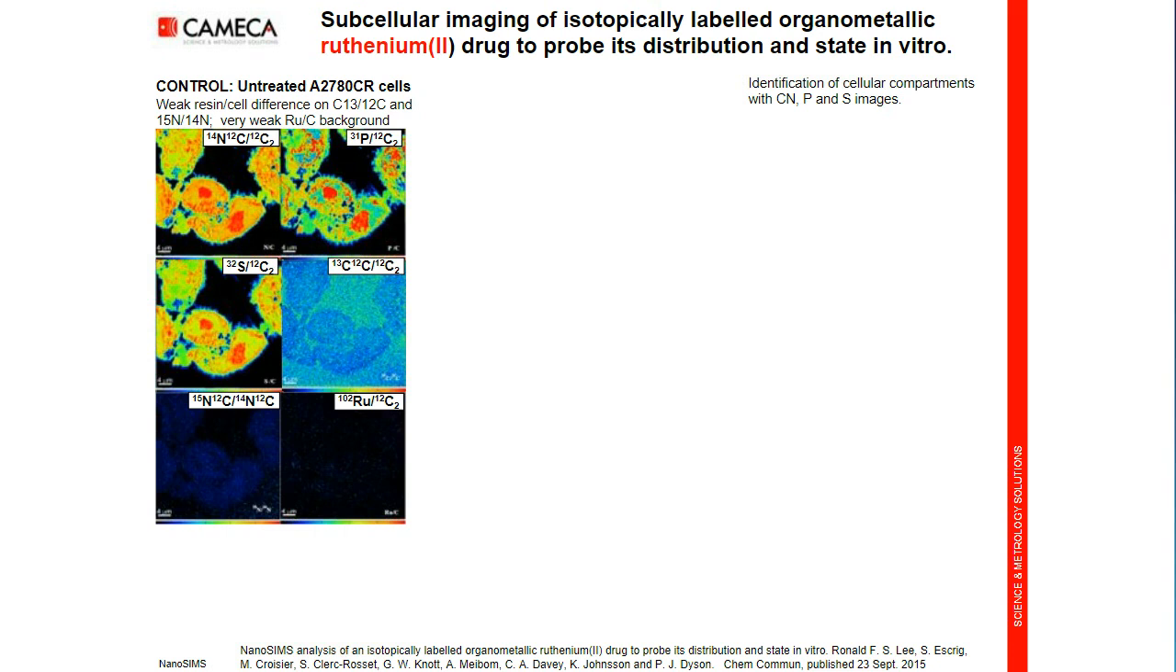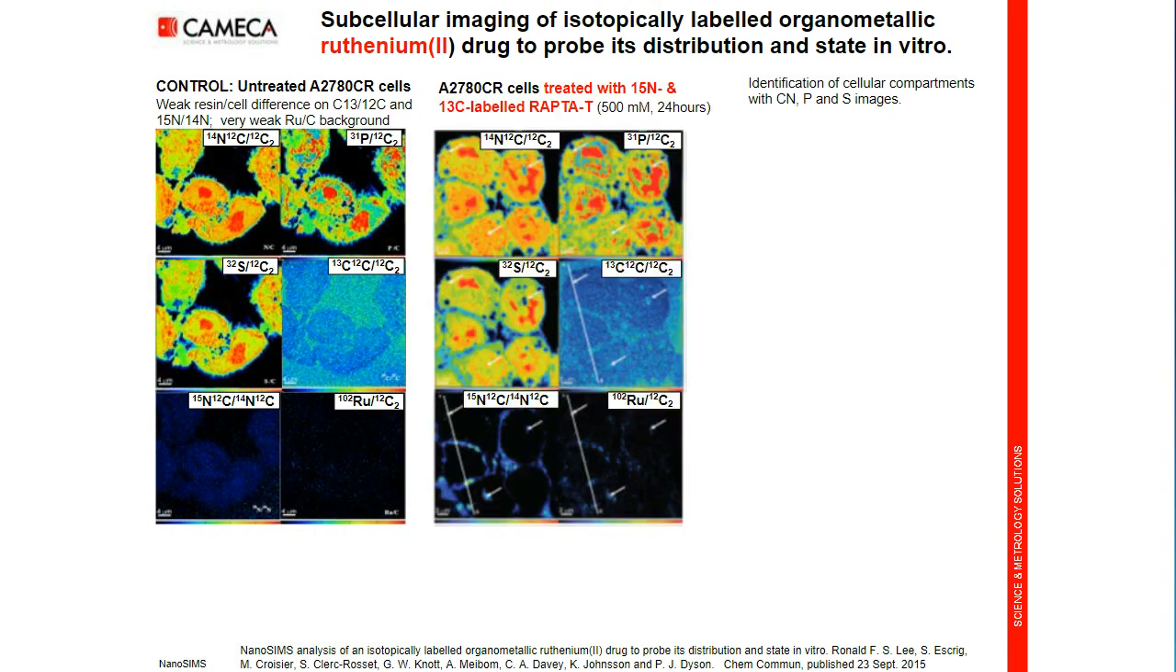Now, the treated cells. So the cells that were treated with the ruthenium drug show first a very similar carbon-13 image compared to the control, but different nitrogen-15 enrichment, so the PTA ligand, and the ruthenium image.